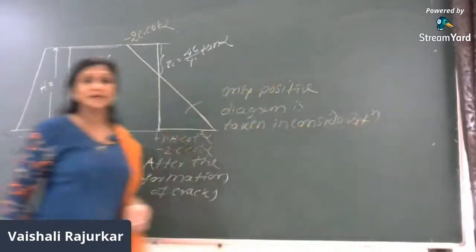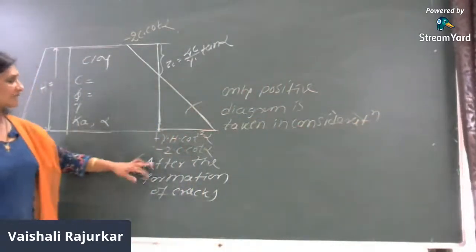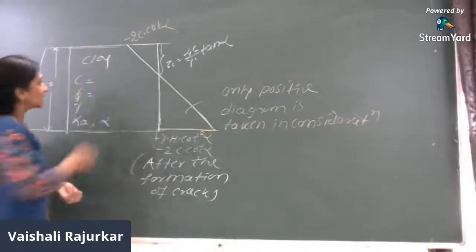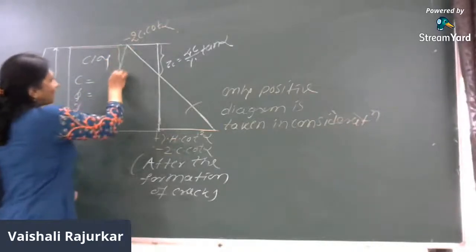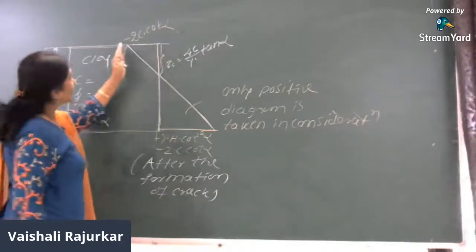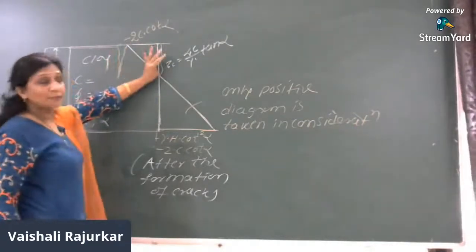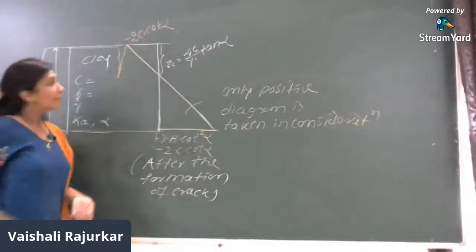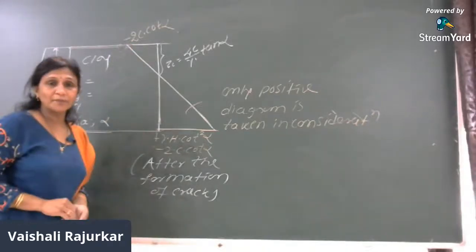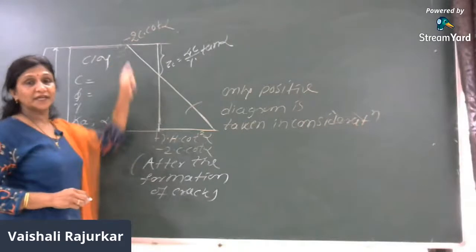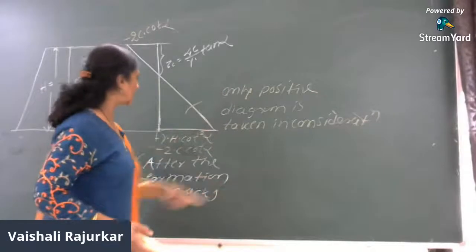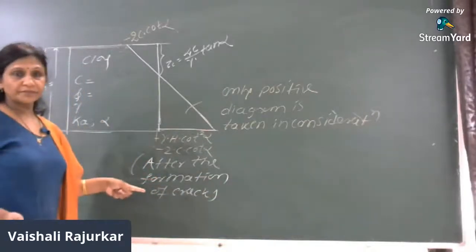Okay, only the positive diagram we are taking into consideration when it is asked after the formation of the crack. But if the cracks are formed, the soil is unsupported. Cracks form होने के बाद में ये soil unsupported हो गया और minus 2c cot alpha आ गया. But if, before the formation of crack, cracks are never formed, in that case we have to consider both negative and positive diagrams. Okay? So here only the positive diagram is taken into consideration when the cracks are formed.